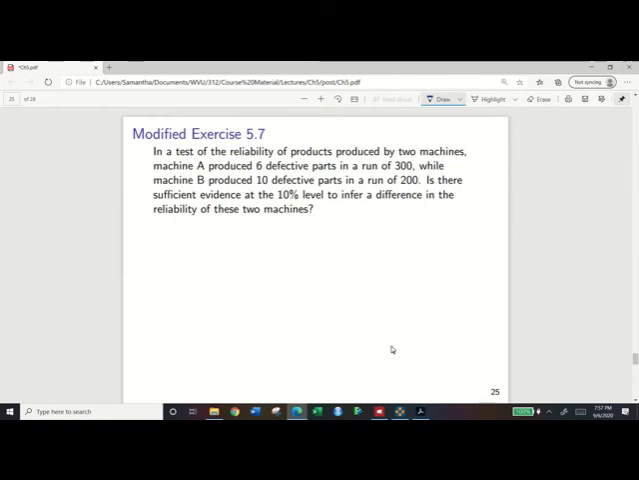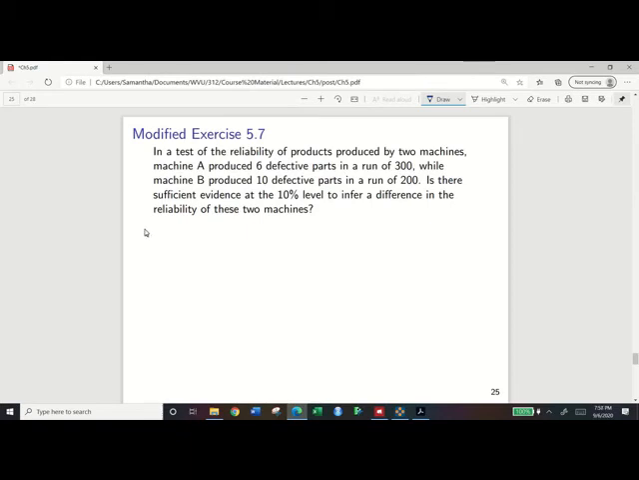Now, as we've gone through the theory, let's take a look at an example. In a test of reliability of products produced by two machines, machine A produced 6 defective parts in a run of 300, while machine B produced 10 defective parts in a run of 200. Is there sufficient evidence at the 10% level to infer a difference in the reliability of our two machines?